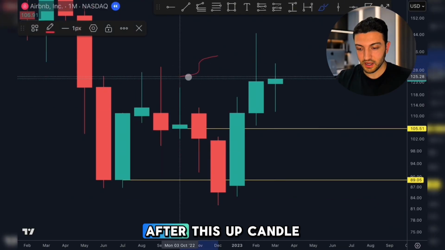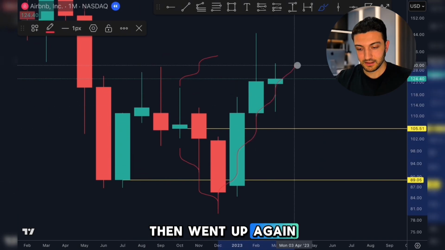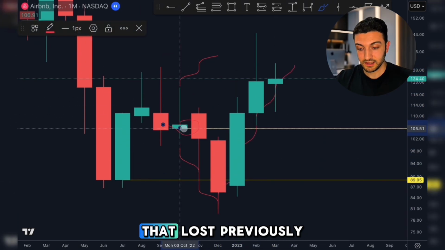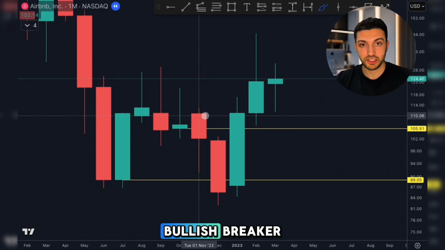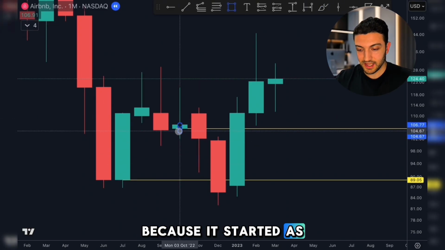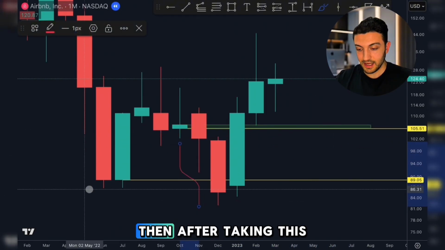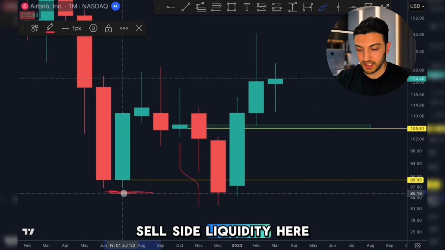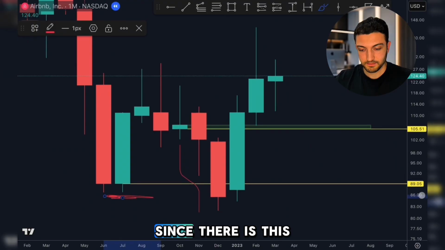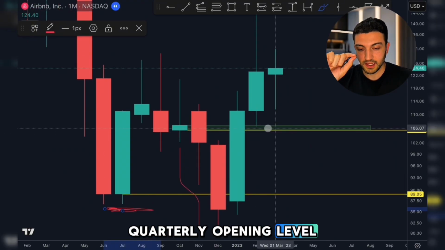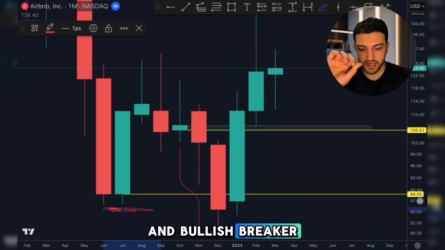As you can see here, after this up candle, price dropped significantly, then went up again and regained this level that it lost previously. So I will define this level as a bullish breaker because it started as a bearish order block, pushed price to the downside, then after taking this sell side liquidity here, price regained this level, which is the green box.